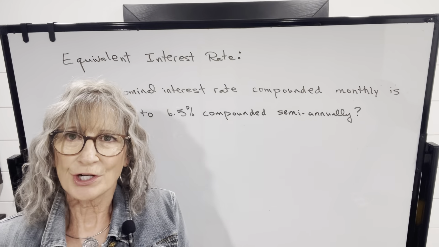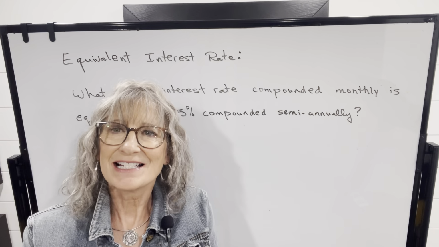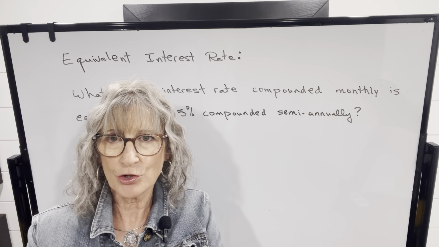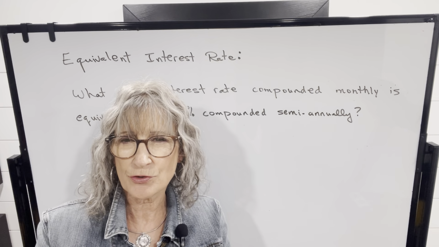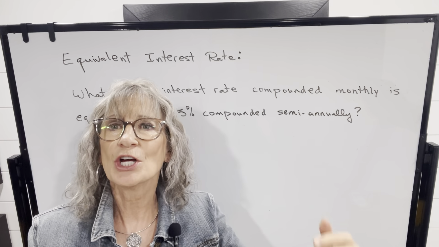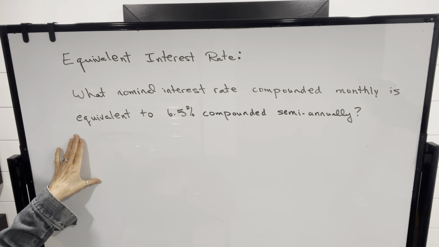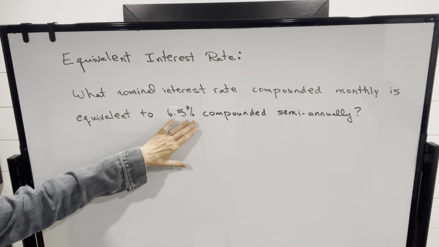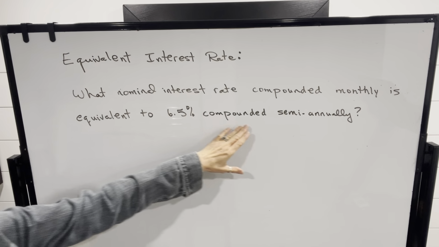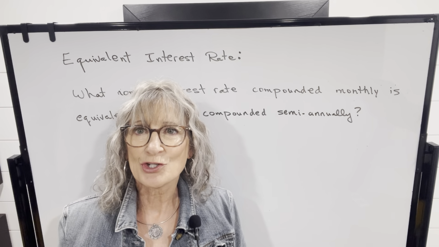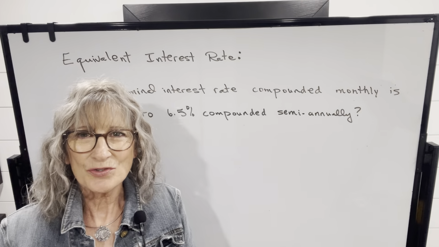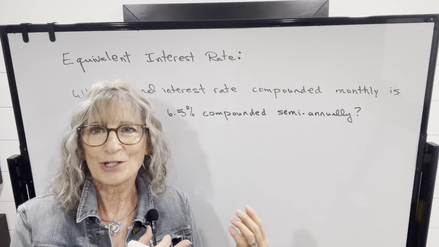The other thing I want to talk about is equivalent interest rates. Sometimes you're going to be asked to change a nominal interest rate to another nominal interest rate. So not to an effective interest rate, but another nominal. For example, it says what nominal interest rate compounded monthly is equivalent to 6.5% compounded semi-annually. The easiest way to do this is to use a function on your business analyst calculator, which I'm going to show you in the next video. But in case you need to know how to do it manually, I'm going to show you.